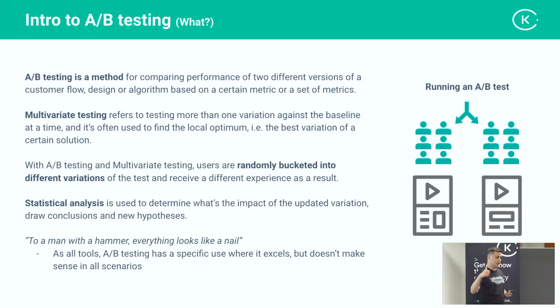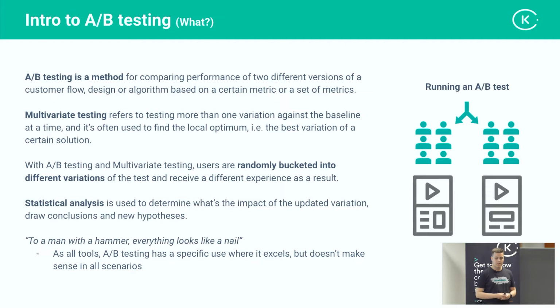So you would have a control variation, a variation with one change, and then another variation of that same variation, for example, just reshuffling the elements in some order. This is used when you have a hypothesis and multiple ways of solving an issue. You want to find out, okay, what's the best way to solve it? And as I said, it's used to find a local optimum of the solution that you have at hand.